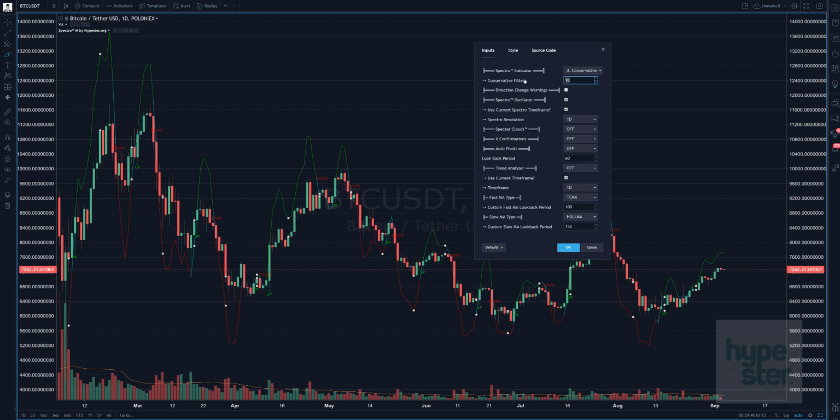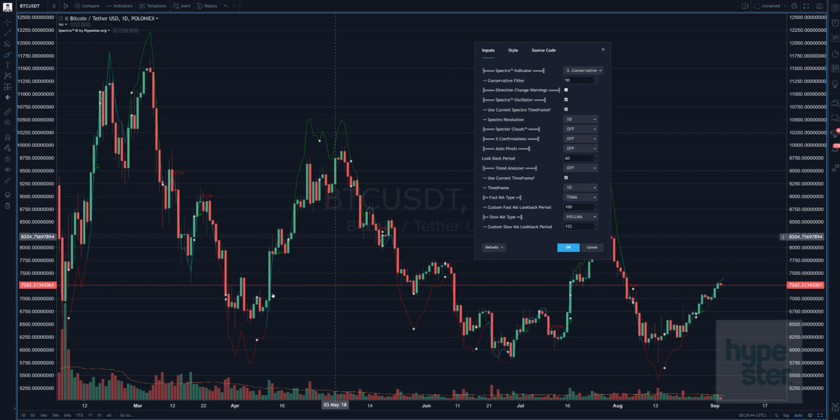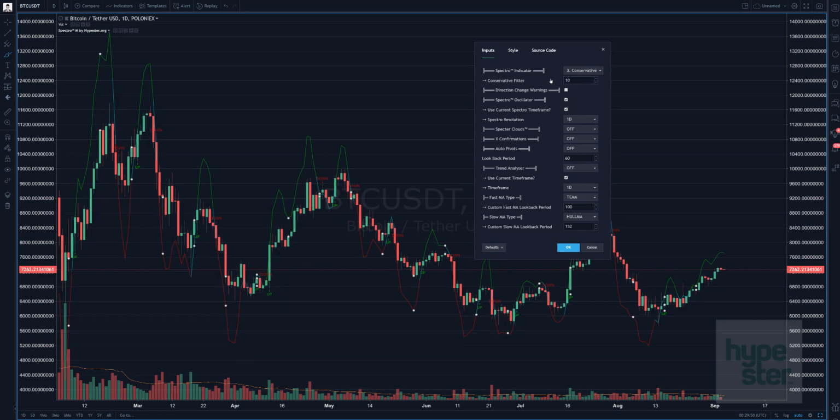And then if you change here, just for the sake of it, I'm going to do 50 so you can see how it changes a lot. I'm not saying it's good, I'm just trying to show you how it works. Another thing that I like to do is run on conservative, and then there's the direction change warning. Those things are amazing.